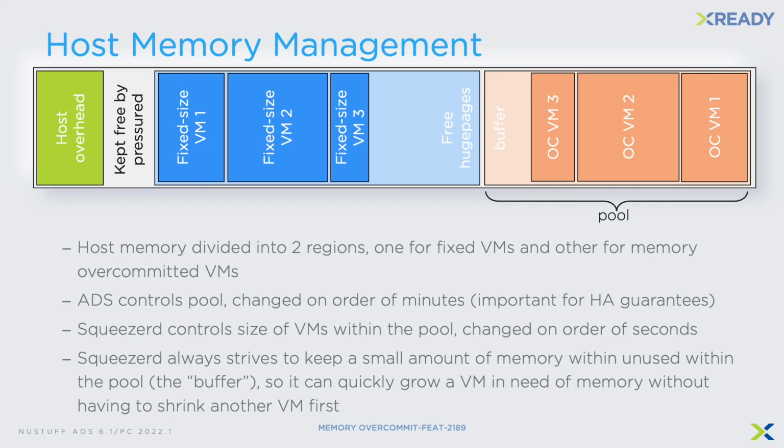And then Squeezer D strives to keep a small amount of buffer memory, you can see in the little graph there, so that it's unused, and then if a VM needs to quickly grow, it can pull from that buffer pool rather than trying to shrink another VM in order to get memory to assign to the one that was asking for it, which would be much slower and have a larger performance impact.